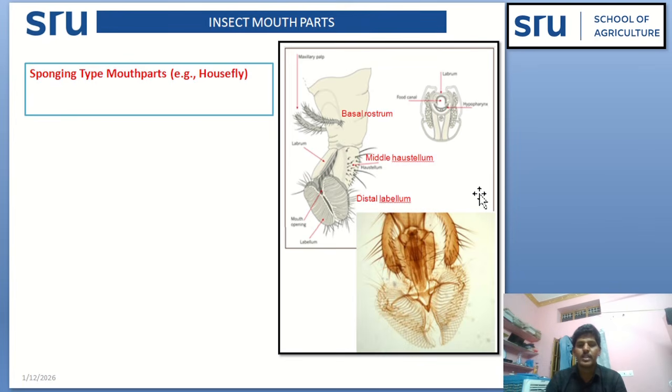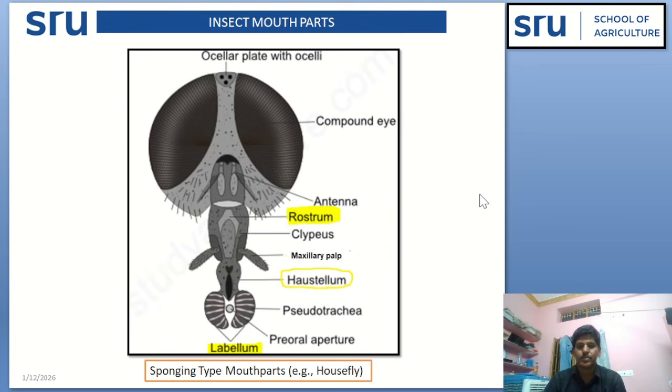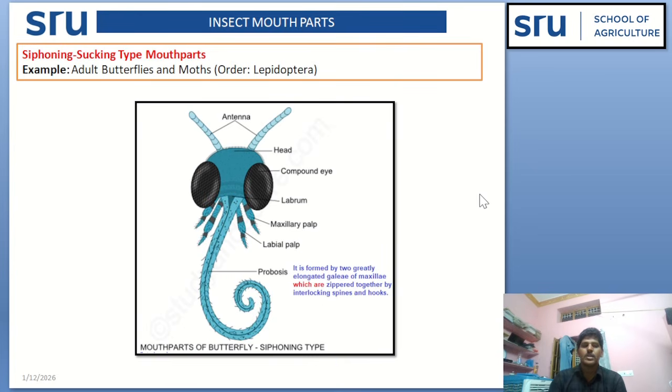Sponging type of mouthpart is there in houseflies. Siphoning and sucking type of mouthpart is there in adult butterflies and moths. Here the proboscis is formed by two greatly elongated galea of maxillae, which are zipped together by interlocking spines and hooks. This is the proboscis.